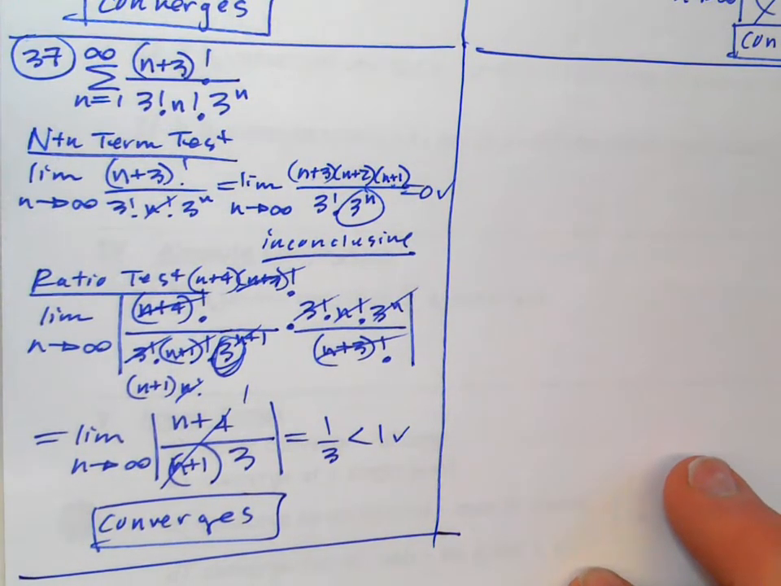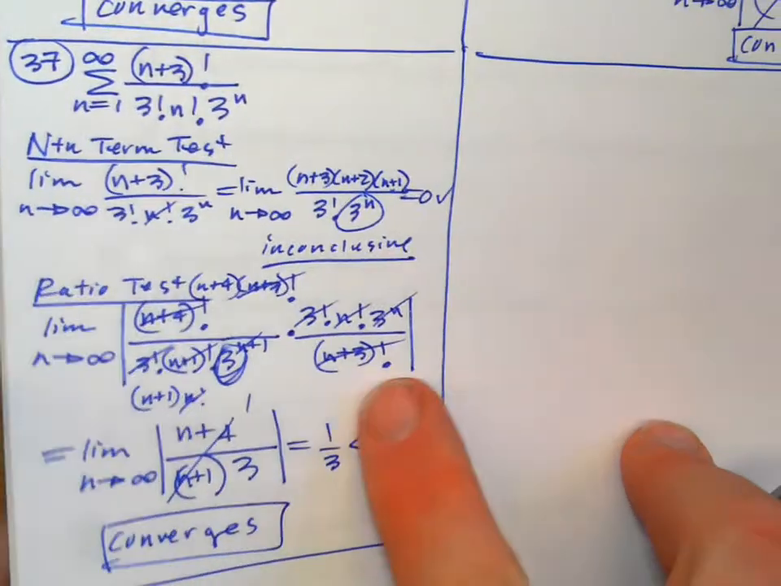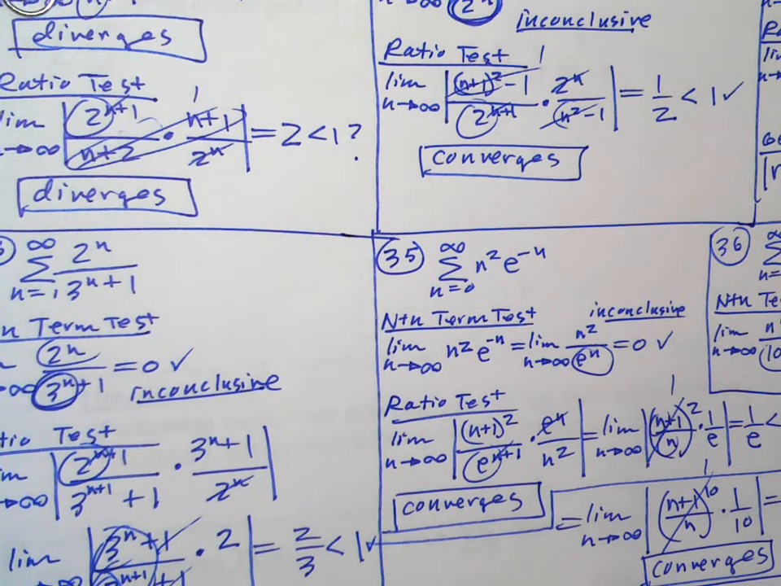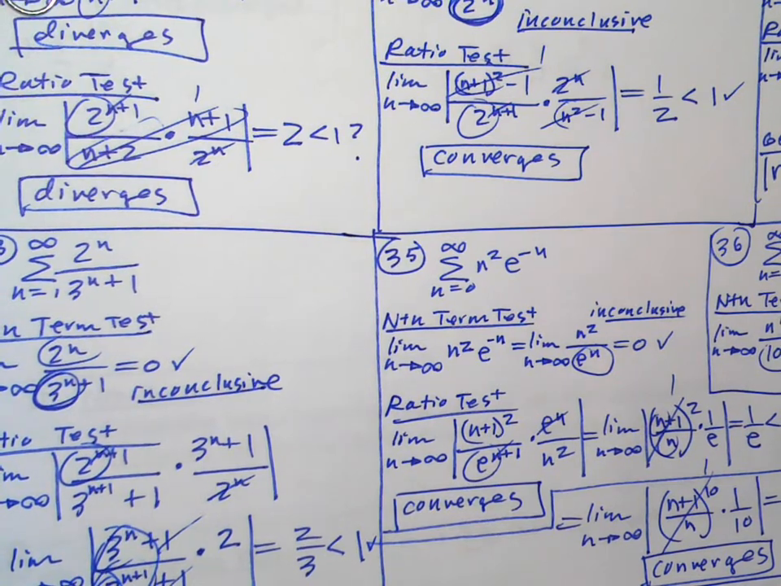Okay? So you got to be good at all this simplification stuff. I mean, that's going to make a huge difference. And you got to make sure you don't make mistakes with it. Okay, 40.